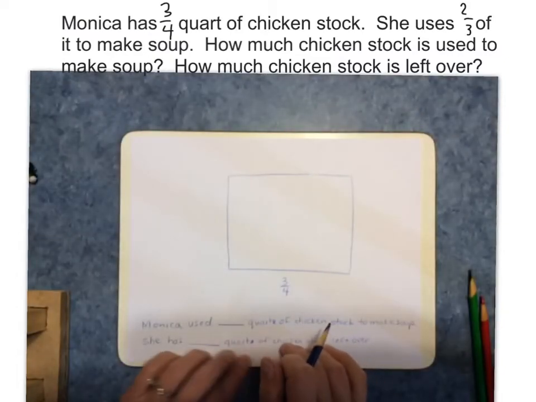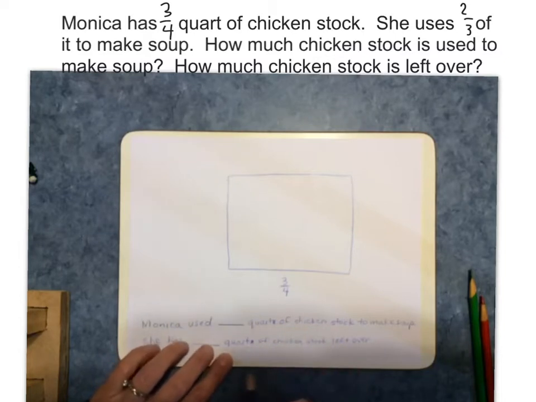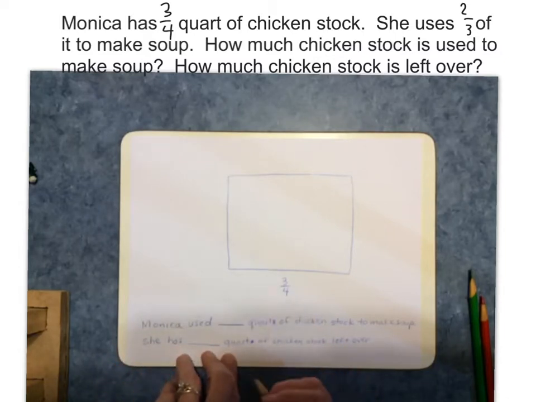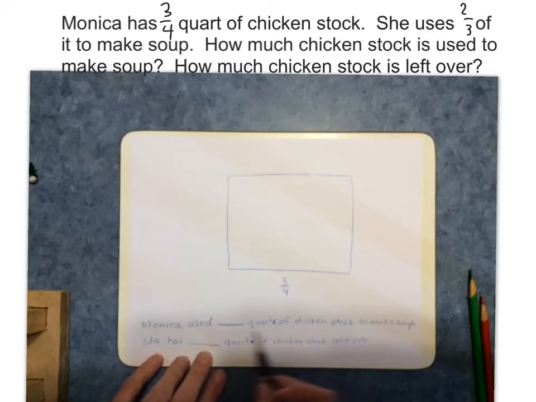We are going to apply multiplying proper fractions to some real world problems. So in this problem, you can see at the top of your screen that Monica has 3/4 quart of chicken stock. She uses 2/3 of it to make soup. So how much chicken stock is used to make soup and how much chicken stock is left over? So we have our sentence answers ready to fill in here.